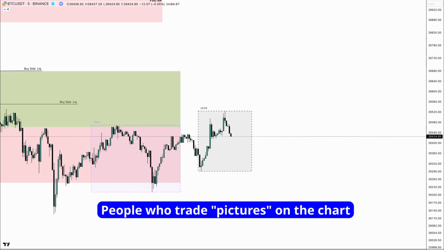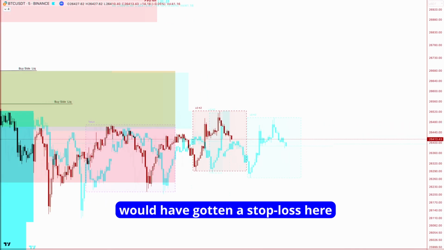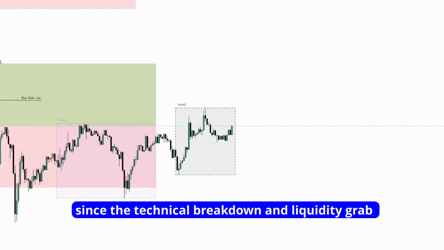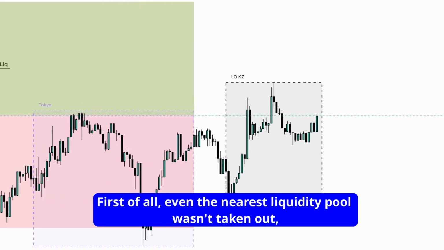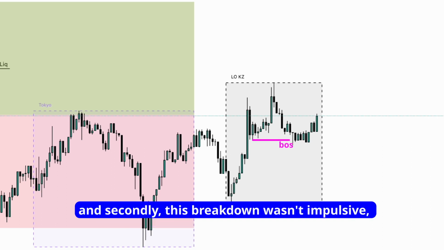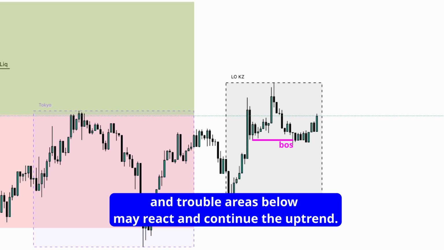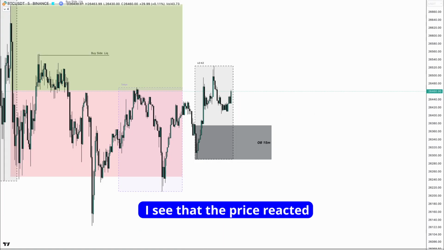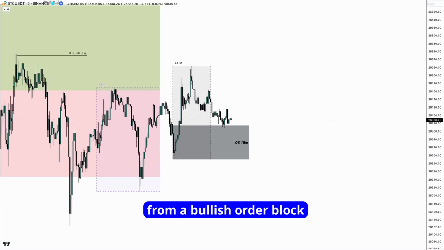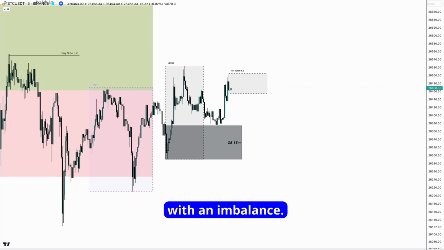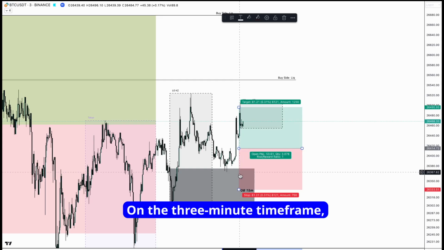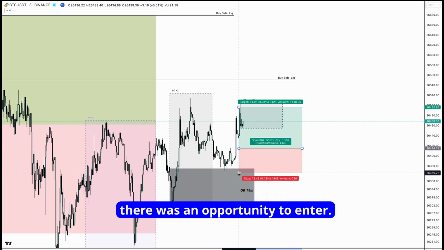People who trade pictures on the chart would have gotten a stop loss here, since the technical breakdown and liquidity grab doesn't indicate anything. First of all, even the nearest liquidity pool wasn't taken out, and secondly, this breakdown wasn't impulsive, and trouble areas below may react and continue the uptrend. I see that the price reacted from a bullish order block and on lower time frames broke the structure impulsively with an imbalance. On the 3-minute time frame, there was an opportunity to enter.